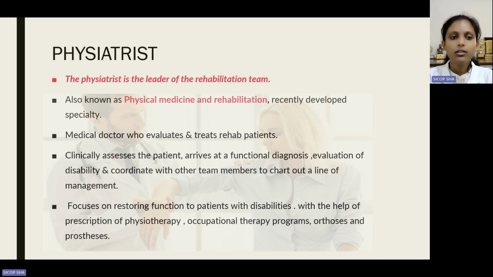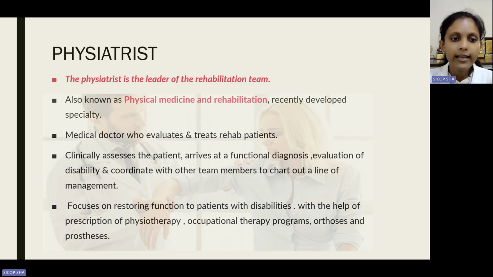What they do is, first, they evaluate the patient, then they plan the treatment for them. Then they direct the treatment. They coordinate with the other sub-team members for the treatment. They motivate the patient as well as the other rehab team members to do the necessary things needed. And they also check if the patient is going in the right direction.